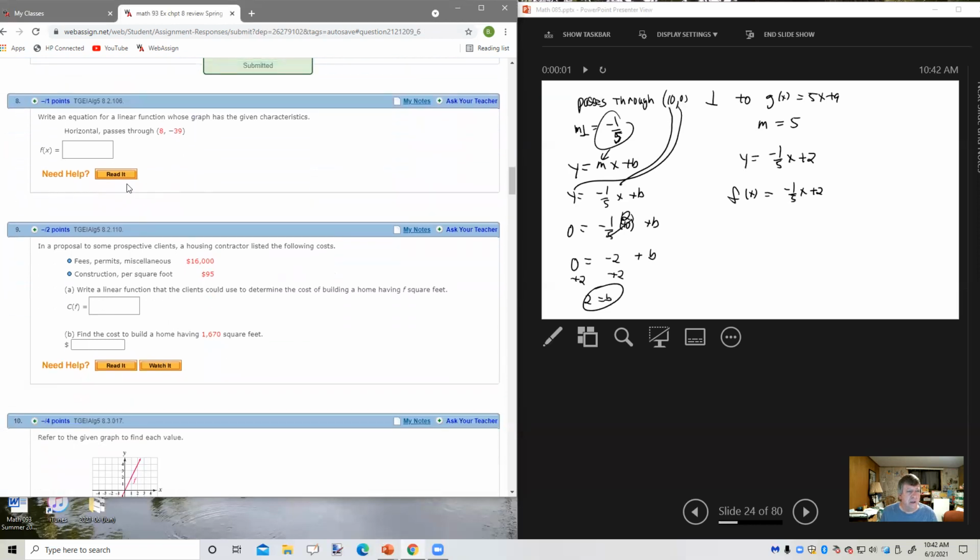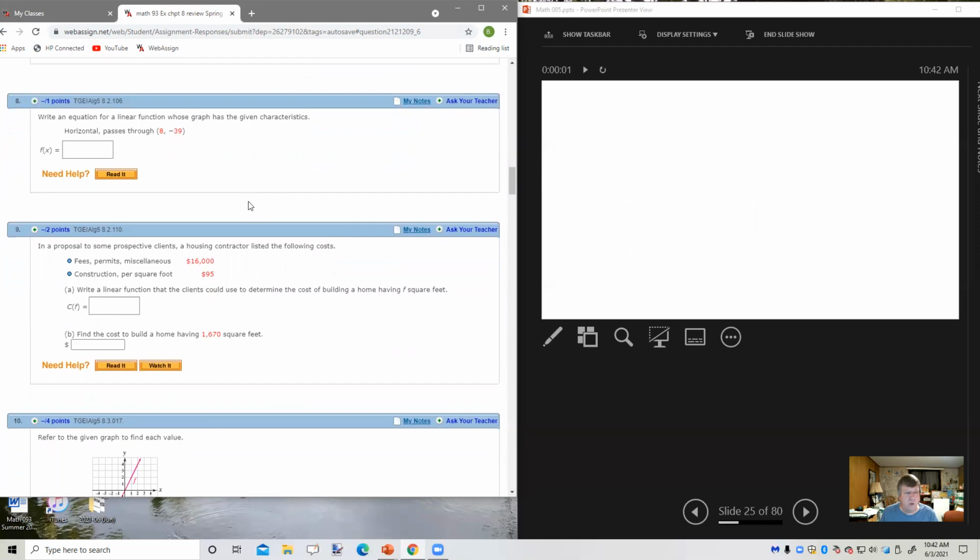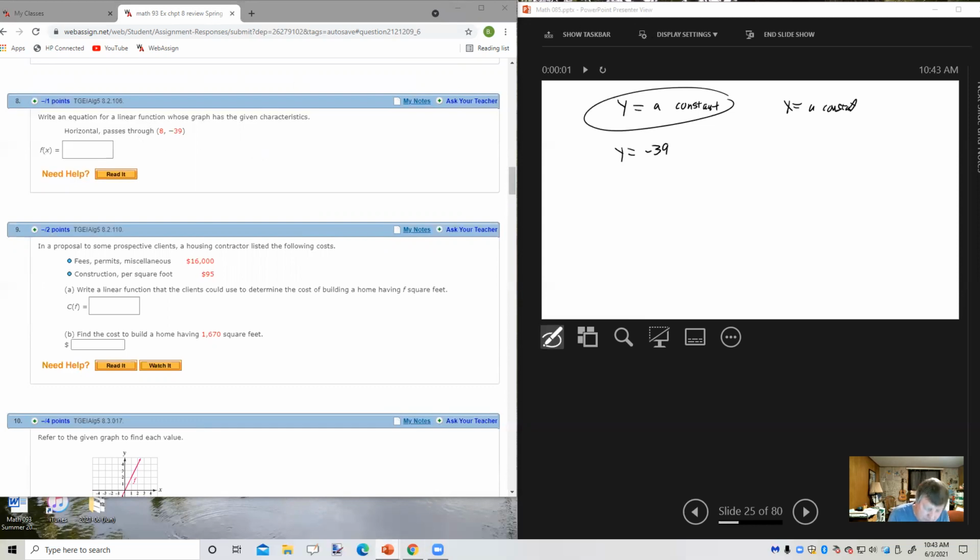All right. Next one. Write an equation for a linear function whose graph has the given characteristics. It passes through (8, -39) and is horizontal. All right, a horizontal line is always going to be in the form of y equals a constant. A vertical line would be x equals a constant. But we're dealing with a horizontal line, so it's going to be y equals, well, the ordered pair is (8, -39). The y value is negative 39, so it's going to be f of x equals negative 39.